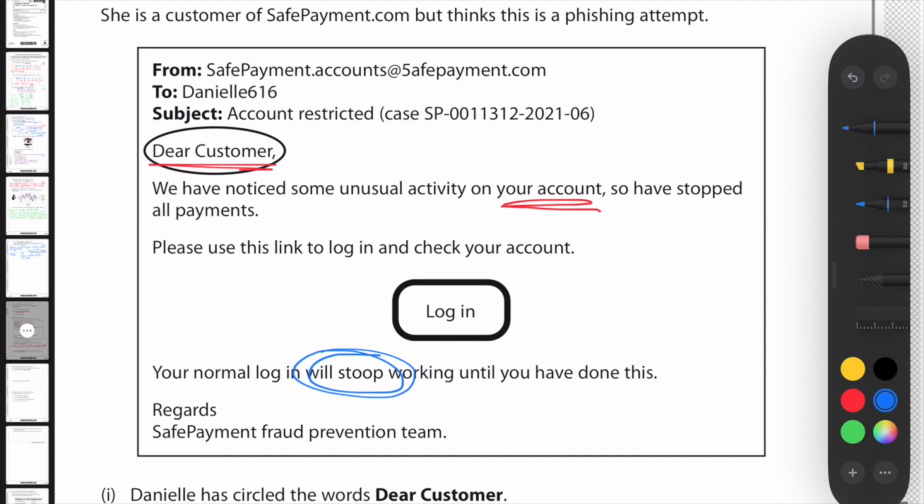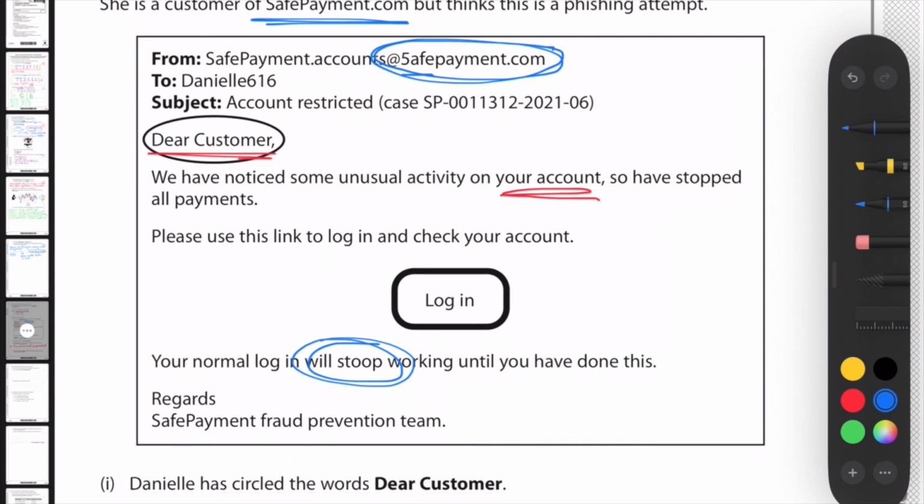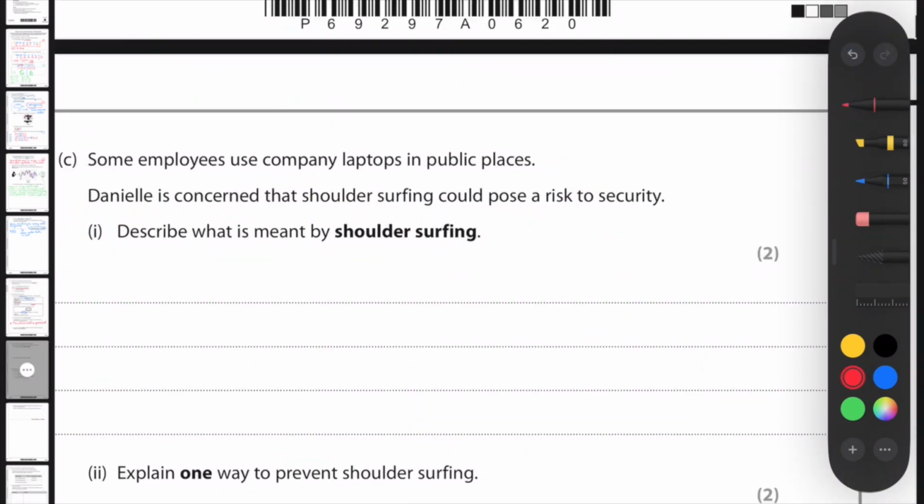So let's have a look from the top line. From safepayment.accounts at, 5/8 payments. So they've used 5 for the S. So it's not even from safepayment.com, it's from 5/8payments.com. So I would put a circle around that and a circle around that. It's asking for 2. I found 2. Do we need to look for any more? No, I'm happy with that. So that would get us the marks for those 2 questions. So that's 3 marks.